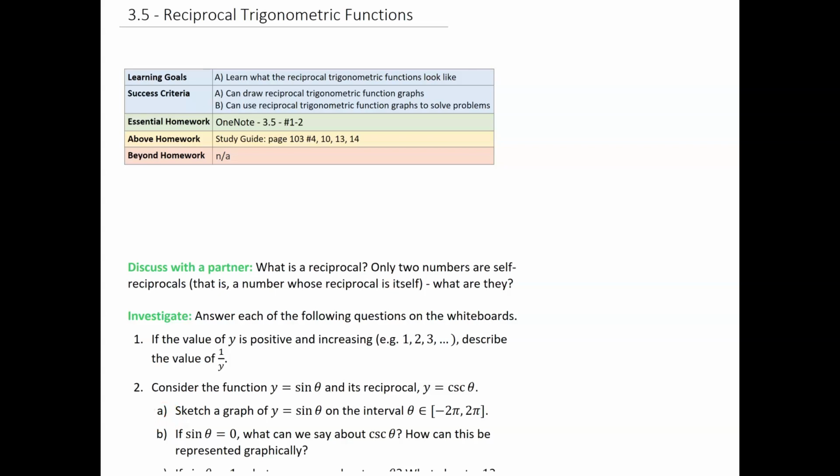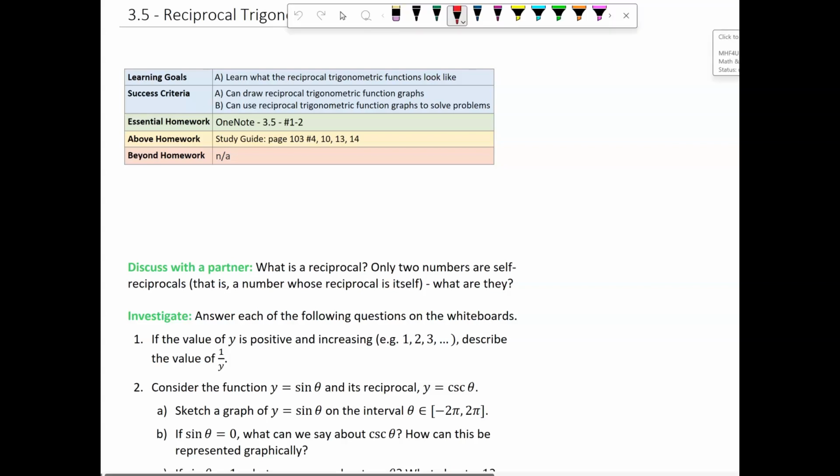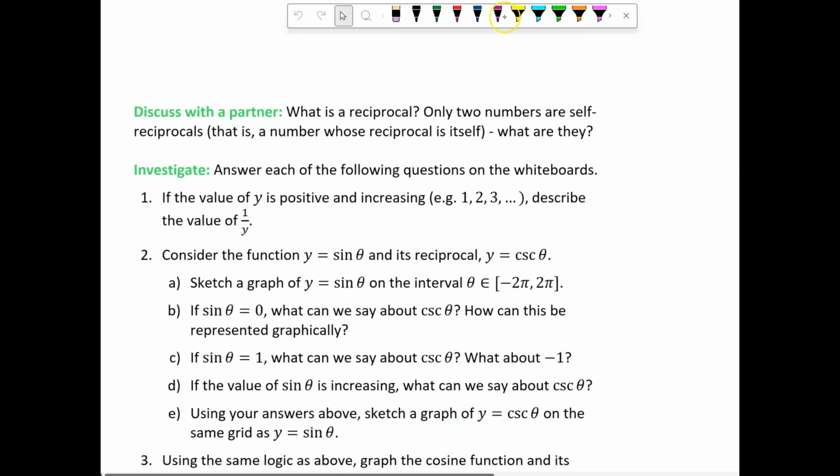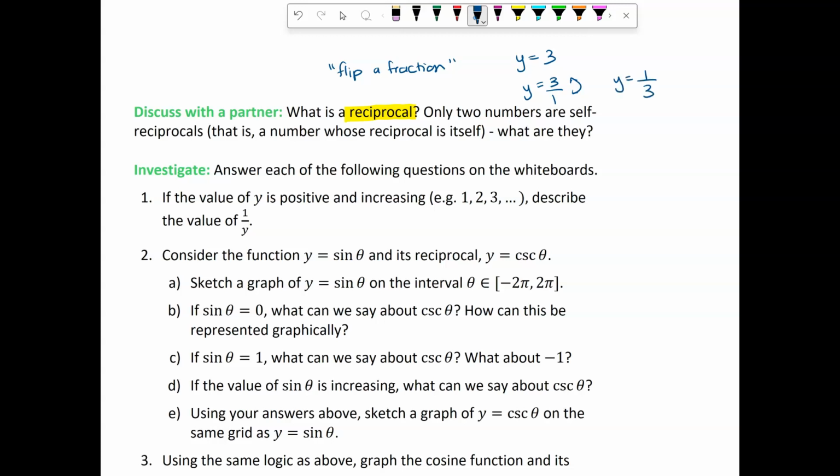Hello class, today we're going to talk about 3.5 reciprocal trig functions. So we have to make a distinction. What does a reciprocal mean? The word reciprocal means to flip a fraction, okay? And that comes from, if you remember, that everything is a fraction. So even if you see a number, for example, y equals 3, 3 is a fraction, which is basically 3 over 1. So when we take the reciprocal, we're flipping the fraction, and so y equals 1/3.